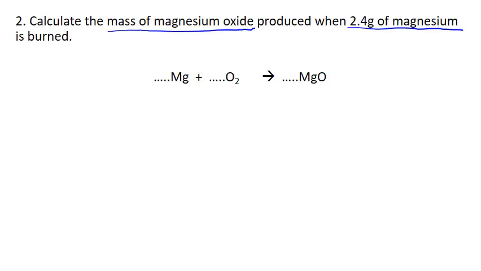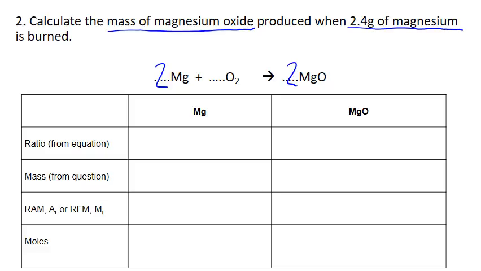The first thing I'm going to do, just like in the previous example, is quickly balance the equation. So that's going to be 2Mg needs to make 2MgO. So this just means that 2 moles of magnesium reacts to form 2 moles of magnesium oxide. And again, just like in the previous example, I'm going to summarize that information into a table underneath. I'm going to be ignoring the oxygen, the O2, because I'm not being asked about it and I have no information for it. So first thing to do is to look at the ratio from the equation.